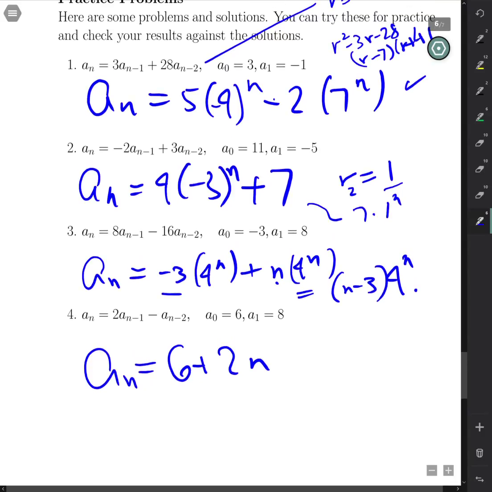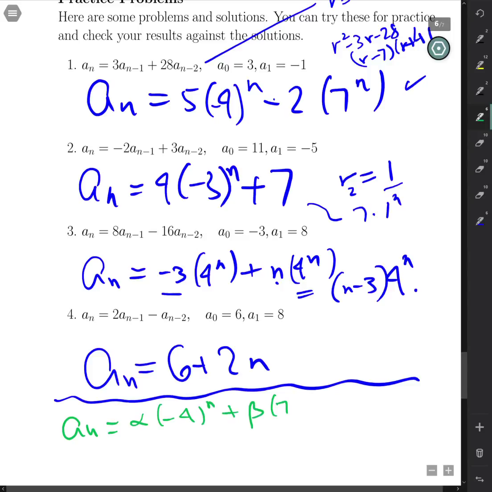So let's go back up here and see what we can do with that first one there. I should actually get a solution for that. So the equation for the first one should look like a sub n is equal to alpha times -4 to the n plus beta times 7 to the n. Right, so the two roots being 7 and -4 as I indicated up here. So we have 3 would be the n equals 0 case, and that'd be alpha plus beta. And then -1 would be the 1 case, and that would be -4 alpha when n is 1 plus 7 beta, like so.